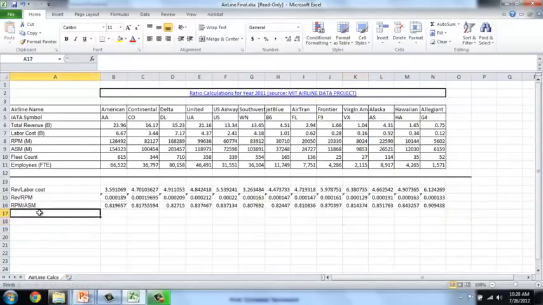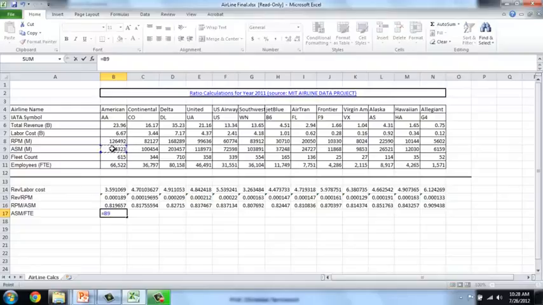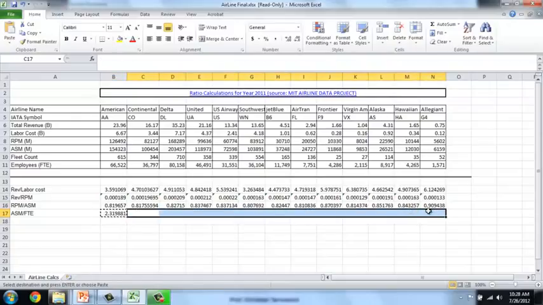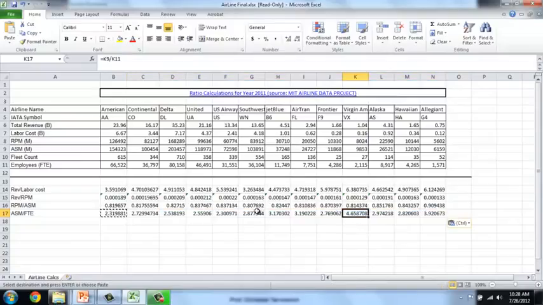Now consider the ratio between the ASM, which is really the capacity that has been provided, and the number of employees. So ASM divided by employees. If we compare this across the carriers, we see that the leader in productivity on that side is clearly Virgin America. Southwest, though, does relatively well compared to its immediate competitors, the legacy airlines.